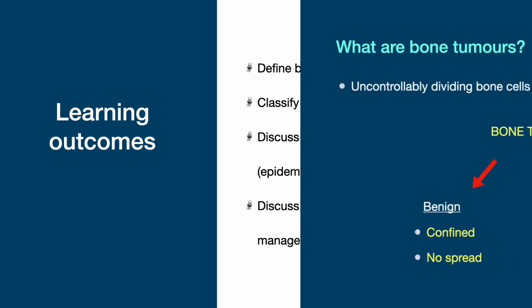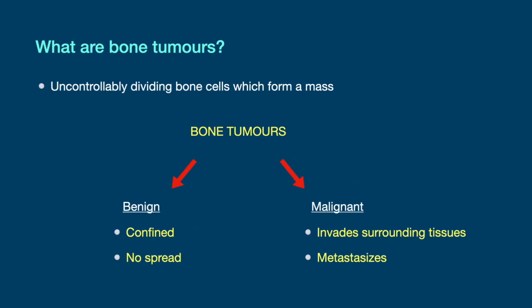Let's get started. Bone tumors form when bone cells divide uncontrollably, forming a mass or tumor. The tumor is considered benign if it is confined within its area and does not spread to the surrounding tissues. But if the tumor invades into the surrounding tissues or metastasizes through the blood or lymphatics, then it's considered malignant.